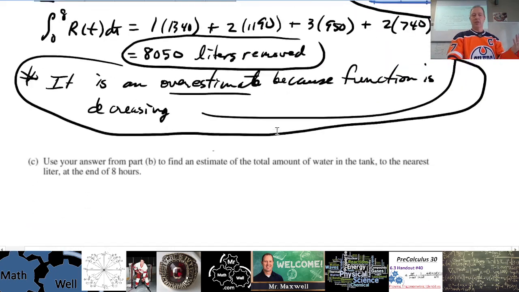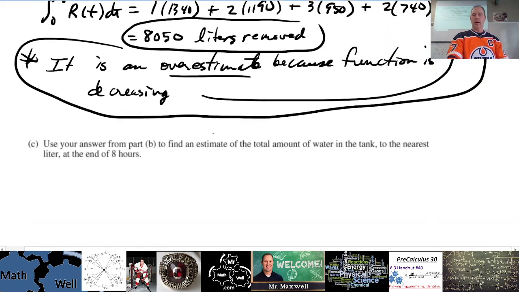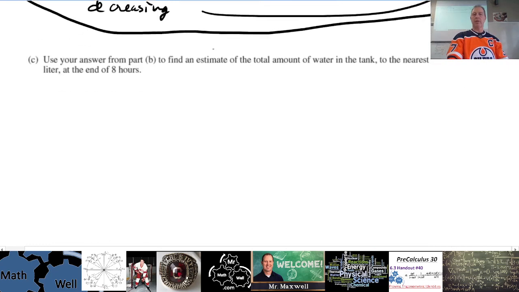And again, this is where they trick you. I wouldn't say trick you, but this is where they add the layers to the question. They don't say anything about, hey, remember the function where water is being added, right? You have to think about the whole thing and say, okay, what about this other function that they gave us? That holds true for the full 8 hours as well. So I have to include that in my answer.